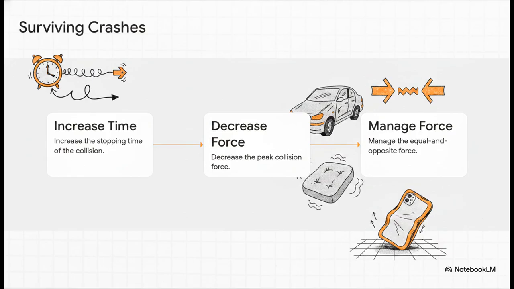Think about dropping your cell phone when it has a thick compressible case on it. That squishy case works exactly like a car bumper. By crushing and compressing upon impact, it actually increases the stopping time of the collision. Because the crash takes slightly longer to happen, you dramatically decrease the peak force on the phone itself, even while that interaction pair with the floor remains perfectly equal.